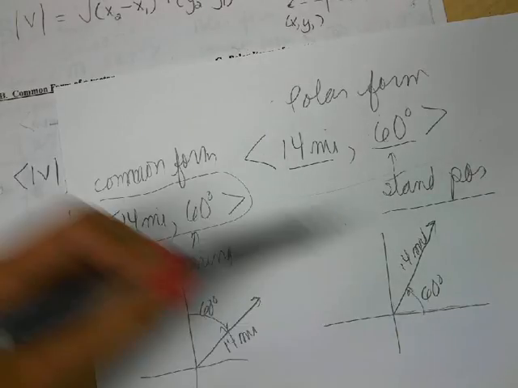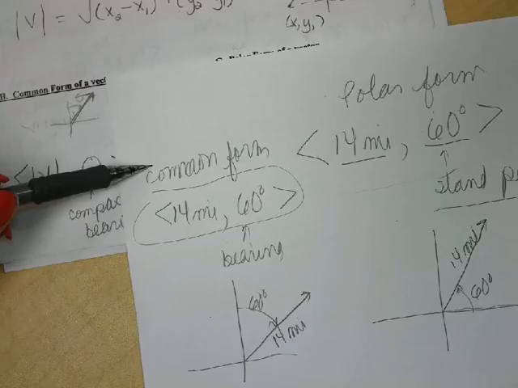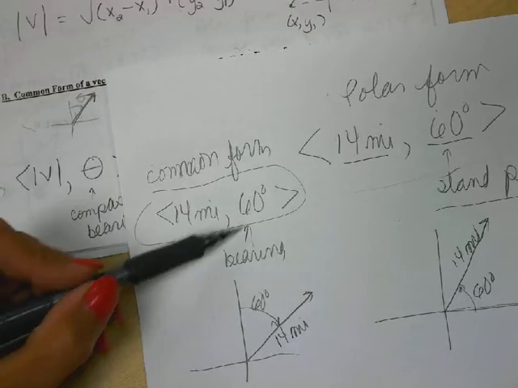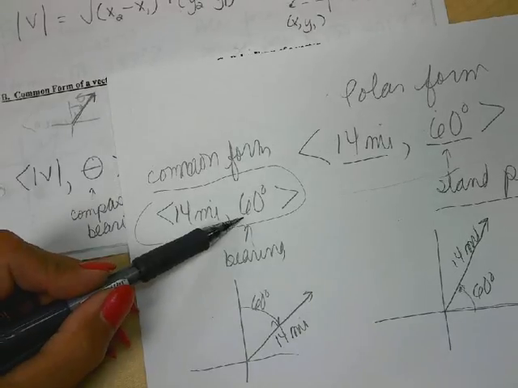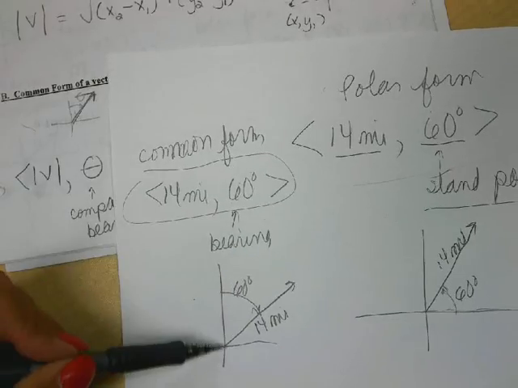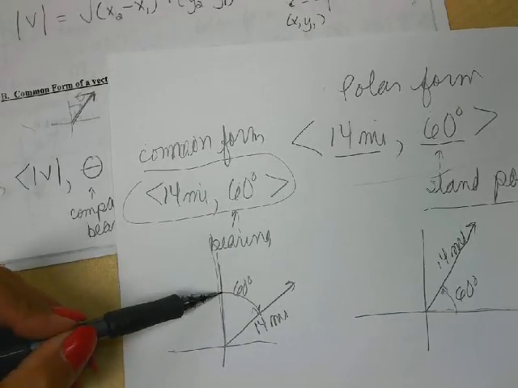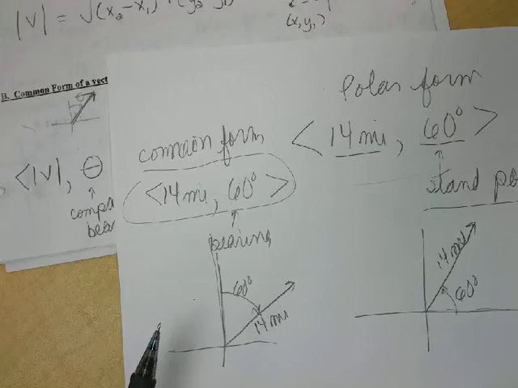So a polar form vector means the direction angle is from the positive x-axis rotating counterclockwise, as opposed to the common form vector, which will be a bearing measurement for the direction, and we'll have the angle referenced from north but going clockwise. And that's it for page 2.